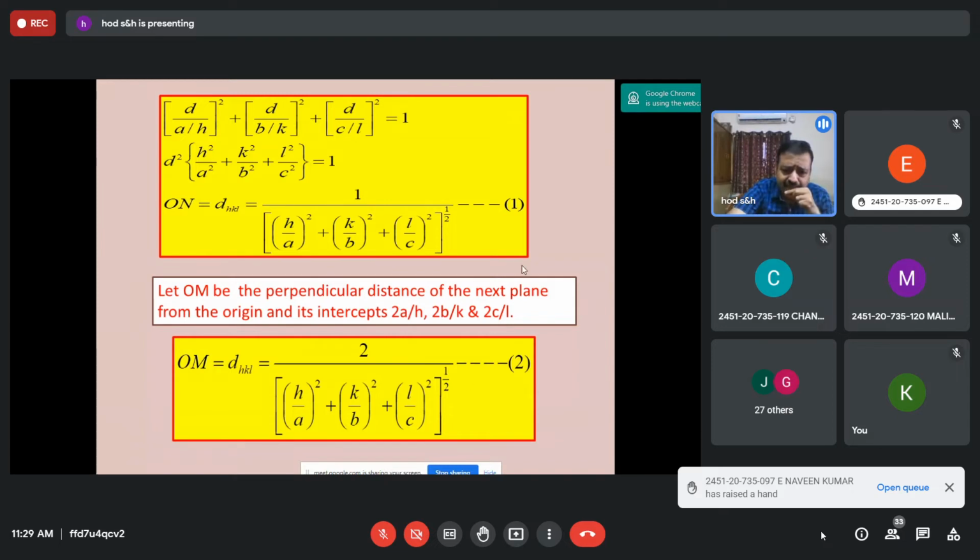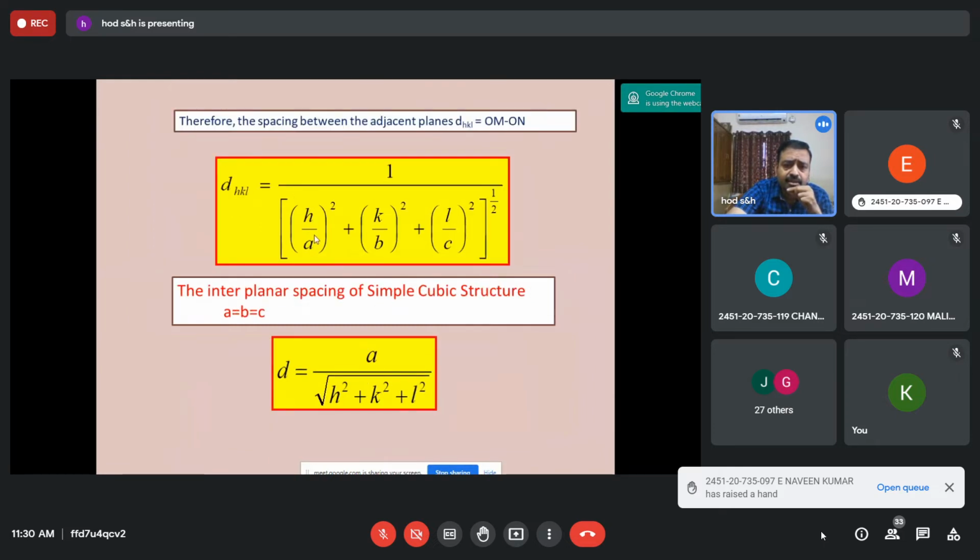And you consider another plane which is making intercepts 2a by h, 2b by k, and 2c by l. Then you will get the interplanar spacing d is equal to 2 by [(h by a) whole square plus (k by b) whole square plus (l by c) whole square] whole to the power of half. This difference, OM minus ON, will give you the interplanar spacing. So if you do that, you will get d is equal to 1 by [(h by a) whole square plus (k by b) whole square plus (l by c) whole square] whole to the power of half. This is for a general orthogonal system.